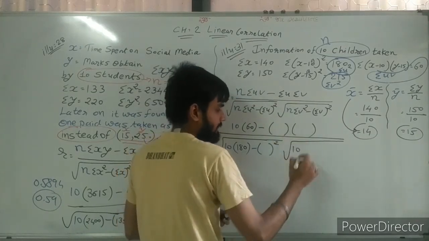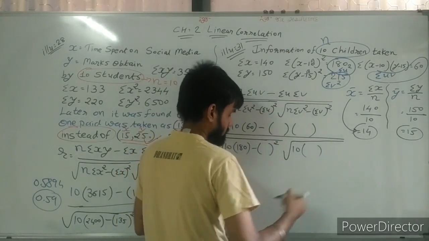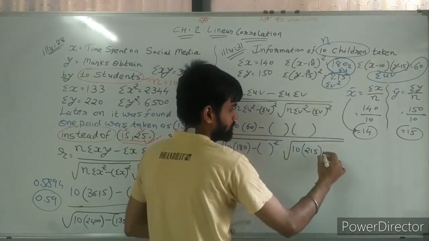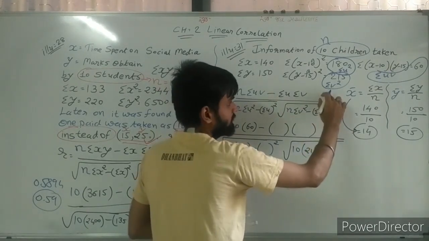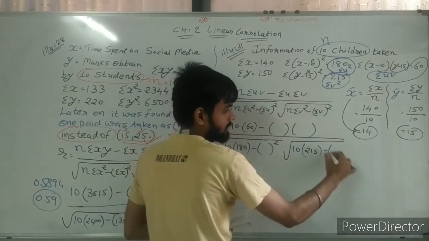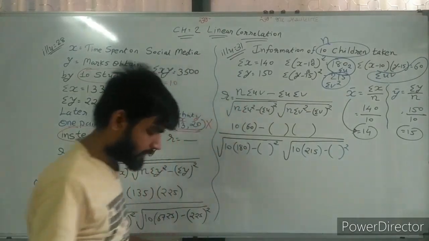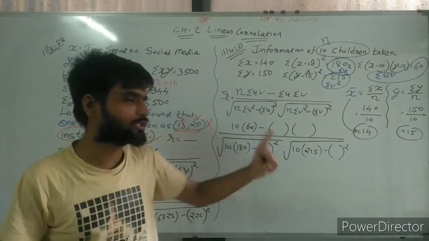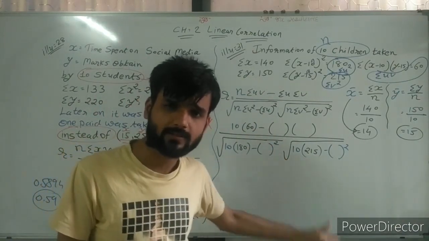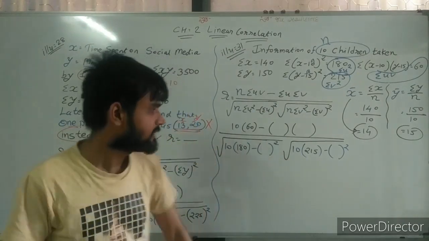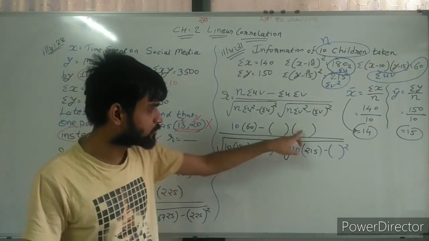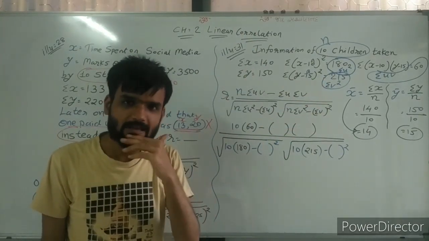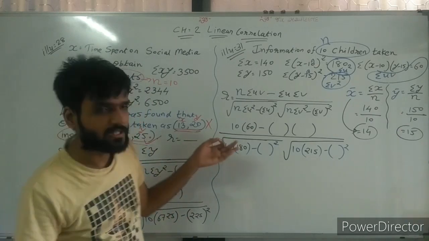N sigma v square, and sigma v square is 214, minus sigma v whole square. We don't know sigma v, so how can we find the whole square? So this is the twist in this question. That's why this is taken here. If we find sigma u and sigma v, then we can put those values here also. That is a very important thing in this question.